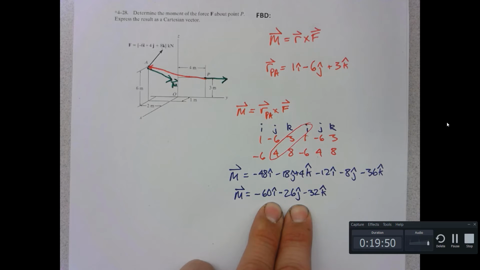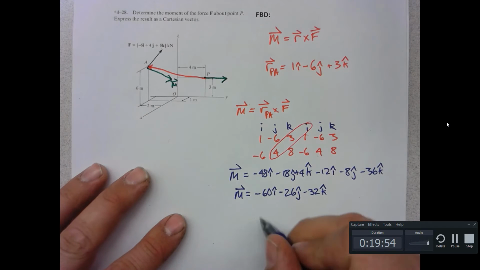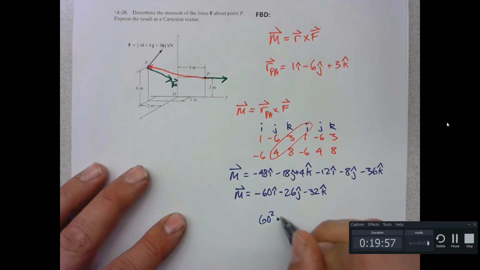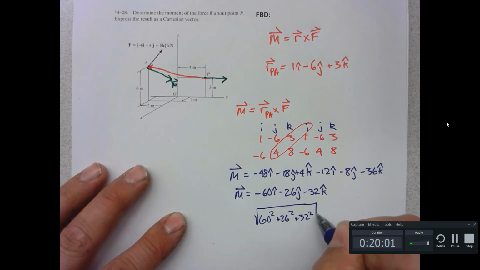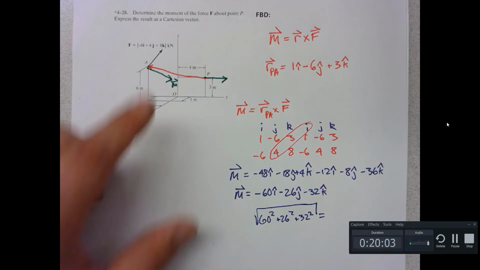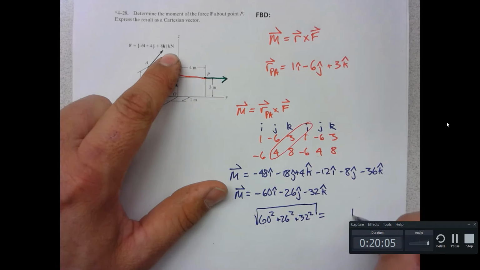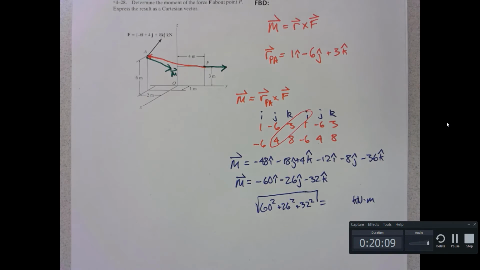Okay? And if we wanted to know its magnitude, we'd have to say 60 squared plus 26 squared plus 32 squared, square root that, and that would give me the kilonewton meters magnitude of the moment. Excuse me. What'd you get there, Travis?